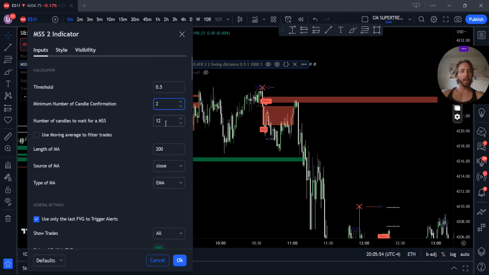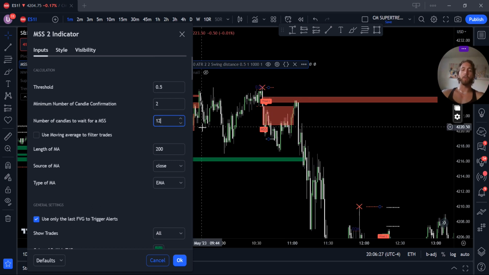But regardless, here's the number of candles to wait for a market structure shift. After 12 candles have gone by, if there's an equal high, equal low, and then a stab through, and you don't have 12 candles in this particular setup, the way I have it for 12, then it's not going to show the market structure shift, and obviously it's not going to show the signal at all after 12 candles have gone by.